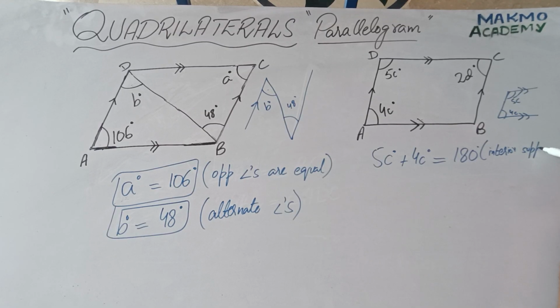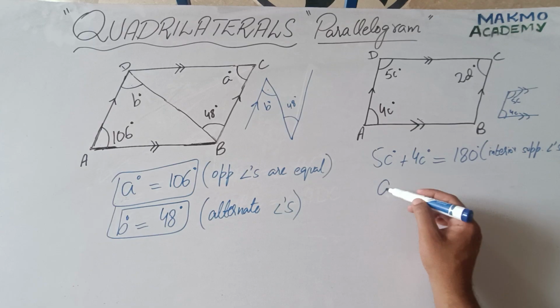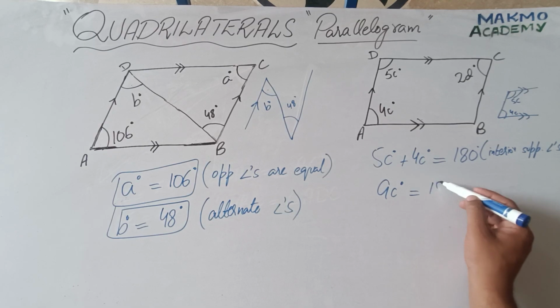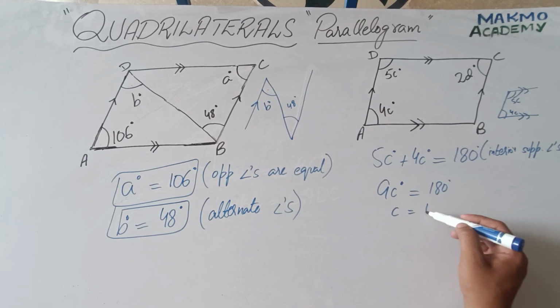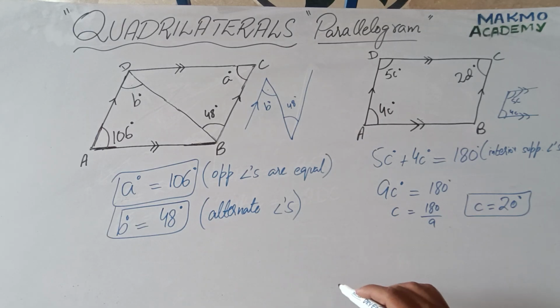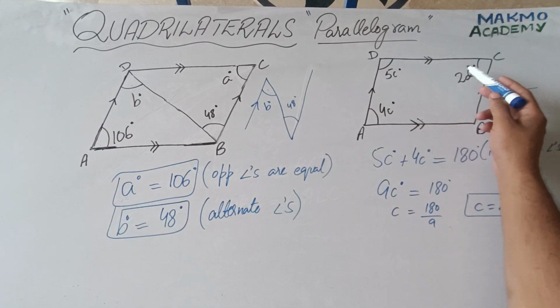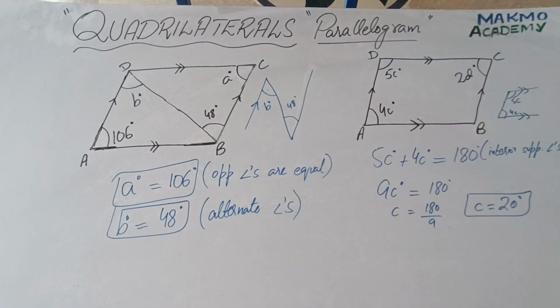according to interior supplementary angles. For that again I will upload that link. 4c plus 5c is equal to 9c is equal to 180, then c is equal to 180 divided by 9, c is equal to 20 degrees. So in this way we can find out the size of angle c. Now we will apply that property that these two sides or opposite sides are equal in size.